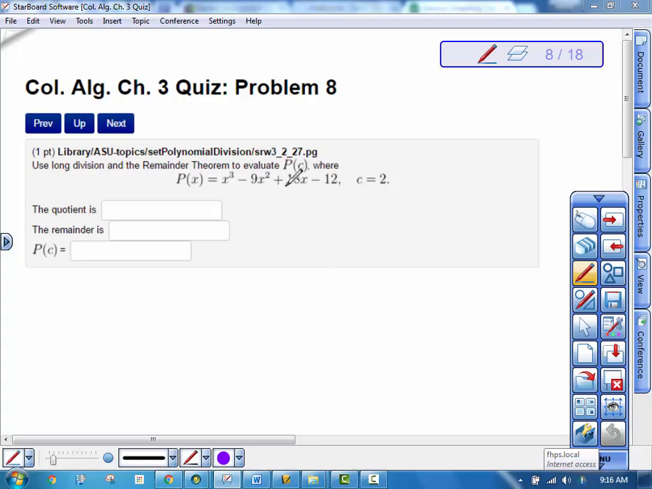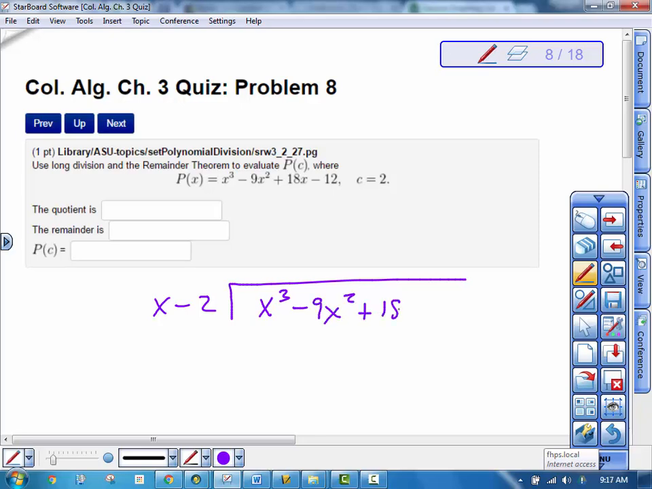Next problem wants us to do long division and then look at the remainder. So long division, we're dividing the polynomial x minus 2, which comes from that factor right there, into this polynomial x cubed minus 9x squared plus 18x minus 12. Now I know we can do synthetic, and synthetic is probably easier, but it wants us to do long division, so let's show our work.